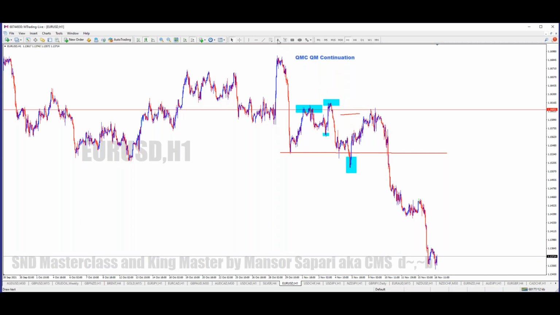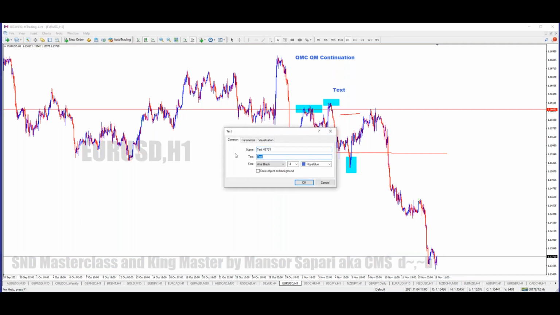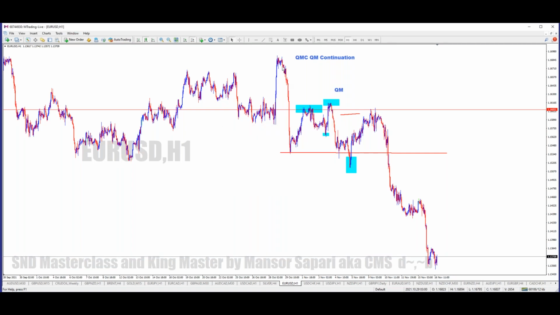So it is also a QM. But this QM is special because this QM continues with the trend. The trend is going down, price goes up, makes a pattern of reversal, a reversal to continue the trend. Do you understand what I mean? Price goes up over here at a small time frame, but it makes a pattern of reversal to continue the bigger time frame.